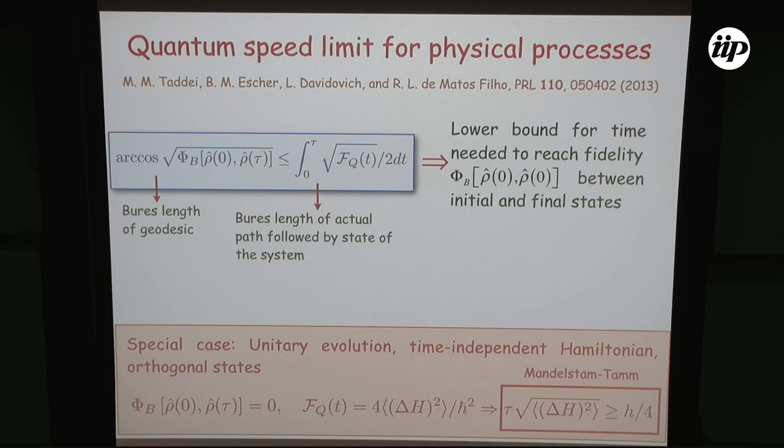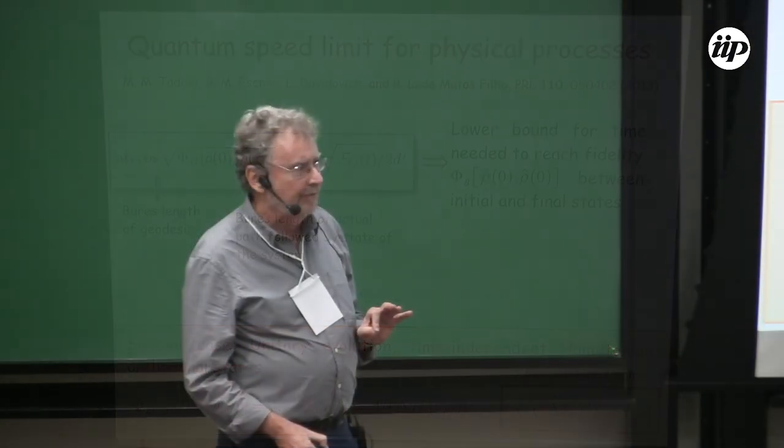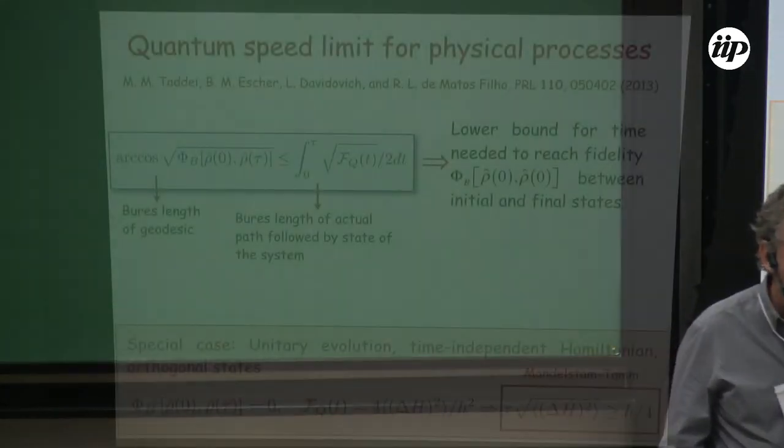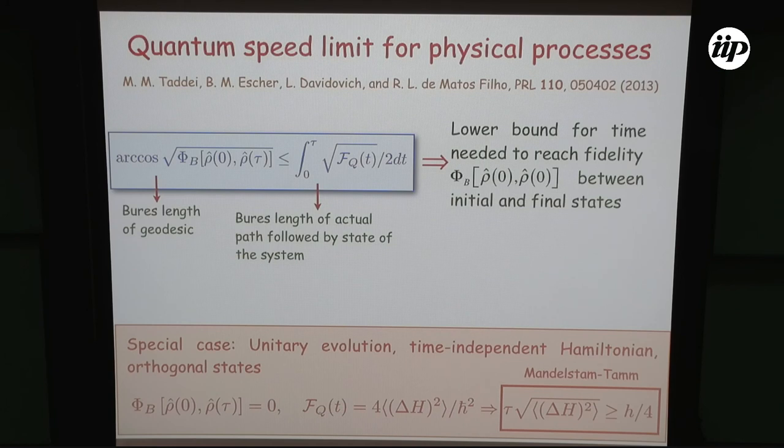and understanding that arc cosine of zero is pi over 2, right? Cosine of pi over 2 is zero. So we replace this by pi over 2. We get now from this equation, this expression here. And this is precisely the Mandelstam-Tamm expression. The time duration multiplied by the square root of the variance of the energy should be larger or equal to h over 4, which is precisely the Mandelstam-Tamm expression. So this is the generalization of the Mandelstam-Tamm equation, and we have applied this to several situations.